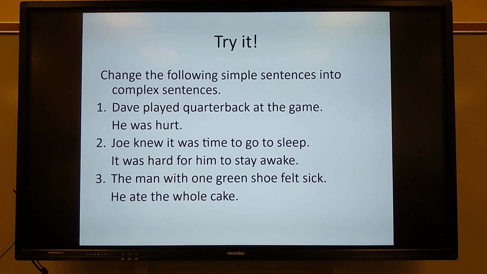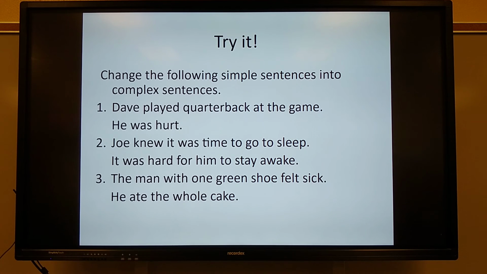Change the following simple sentences into complex sentences. Look at number 1. Dave played quarterback at the game. He was hurt. So, I can use either one of the patterns I want, but let's say I use the joining word while. Okay? I could say, while Dave played quarterback at the game, comma, he was hurt.